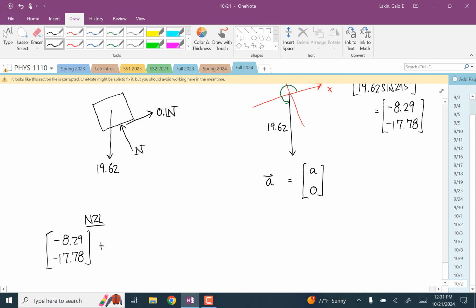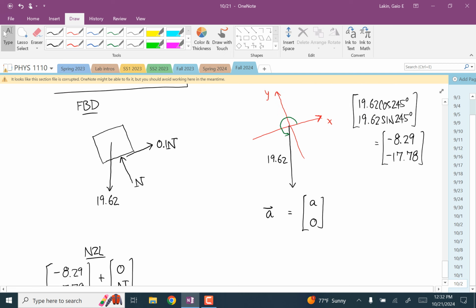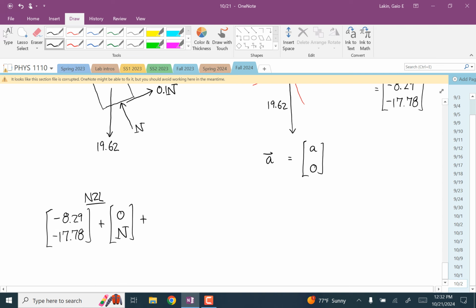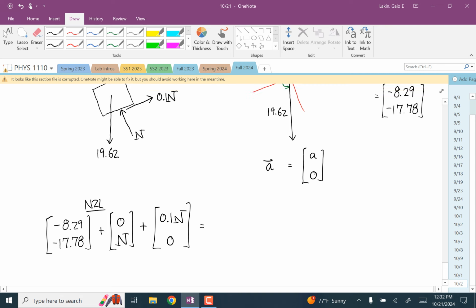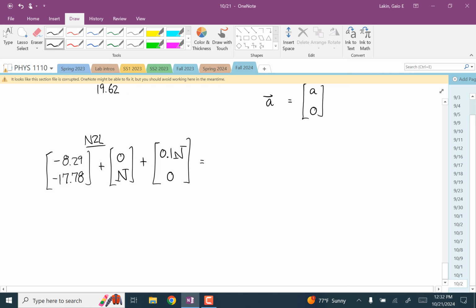And then we have the normal force, that's 0, N. With the friction force, remember, you have to figure out which direction it's acting. That has to be entered into this equation. We can see from the free body diagram that this is acting in the positive x direction. So I'm going to write this as positive 0.1 N, 0. And this is equal to the mass, 2, times the acceleration, A0.